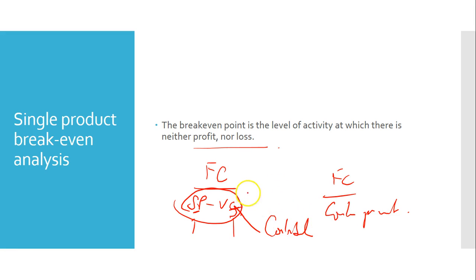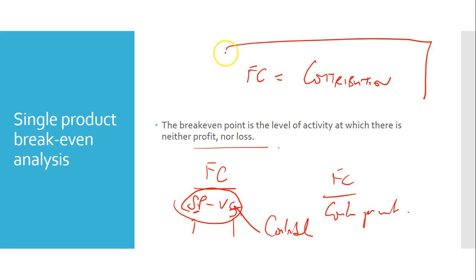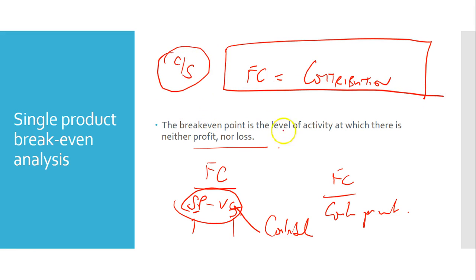So technically as well, you could argue that at break-even, fixed costs are equal to contribution. I highlighted this in class. This is a big point. You need to be comfortable with this understanding, because we're going to talk about something called the C over S ratio in a second. But this idea of fixed costs being equal to contribution is quite key. You need to be comfortable with it.